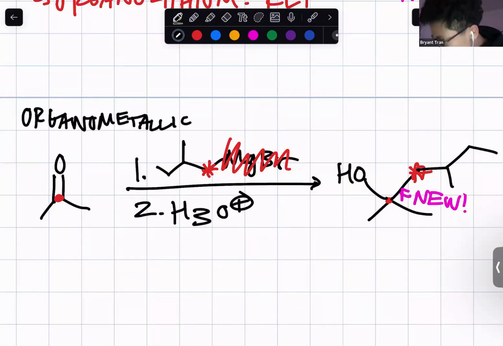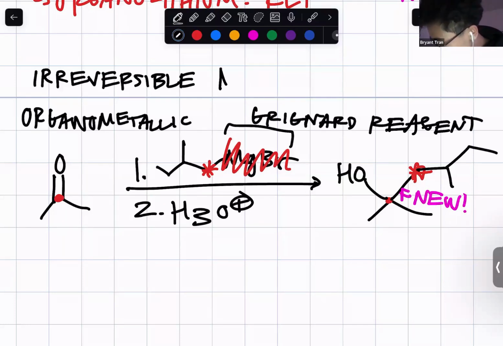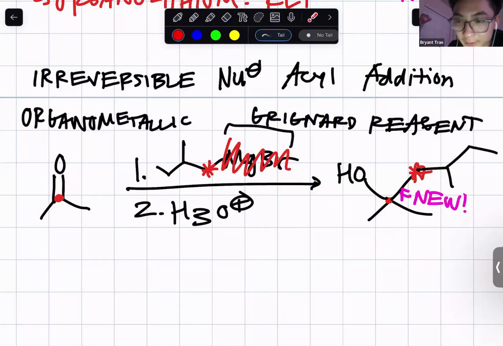Organometallic. But in this one specifically, it's a Grignard reagent because we say MgBr, right? When you say MgBr, think of Grignard reagent. Right? Reacting with a carbonyl, carbon double bond oxygen. And this is a type of irreversible nucleophilic acyl addition. So the name of the mechanism, this type, is an irreversible nucleophilic acyl addition. That's the mechanism name. But the reaction is organometallic plus carbonyl.